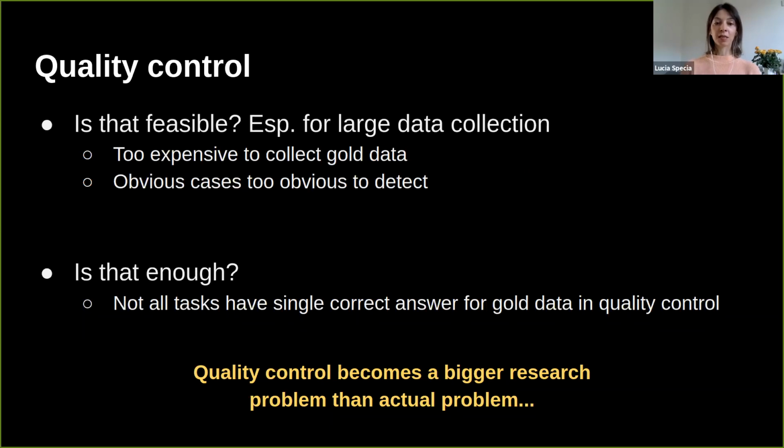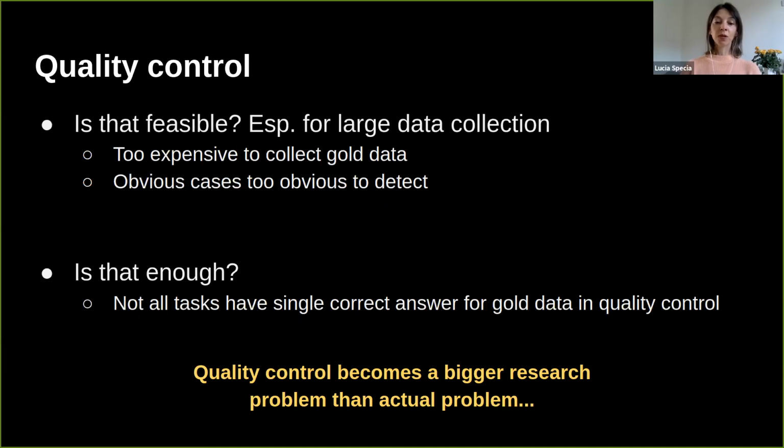And the other question is: is this enough? For some tasks, it's quite hard to think about a code answer. For example, if you're asking annotators to produce a translation, and you want to give a code translation as a way of doing quality control, this is nearly impossible because there are many possible ways in which you could translate a source segment, especially if it's a long segment and so on.